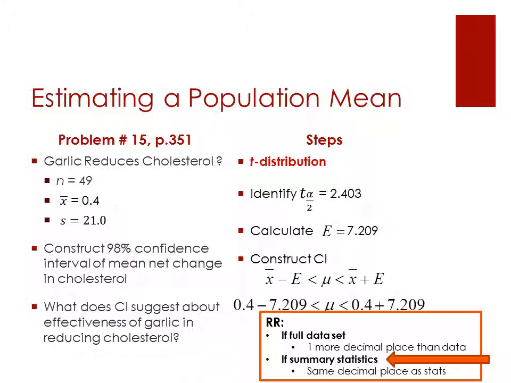Well, we are working with the summary statistics, so we're going to use the exact same decimal place as the statistics. So if we look at that problem over there, we can see that our mean is at 1 decimal point, so that's what we're going to round for. So pause the video here, finish your calculations, and be sure to apply the correct rounding rule, and then turn the video back on to check your answer.